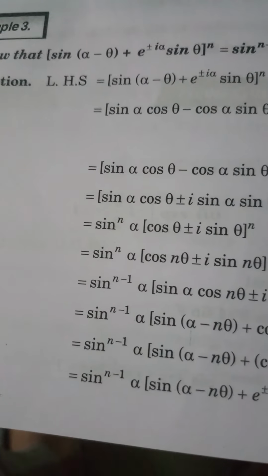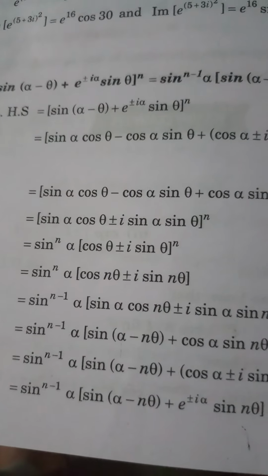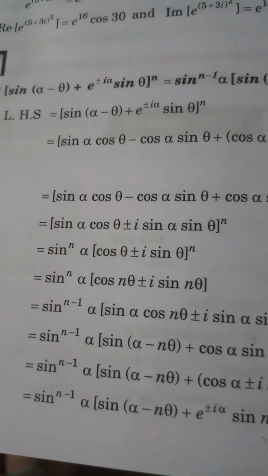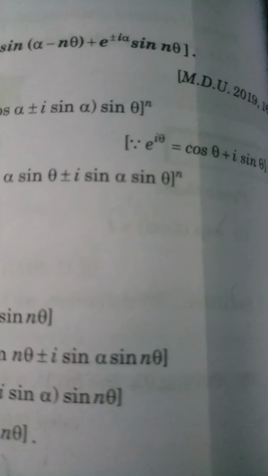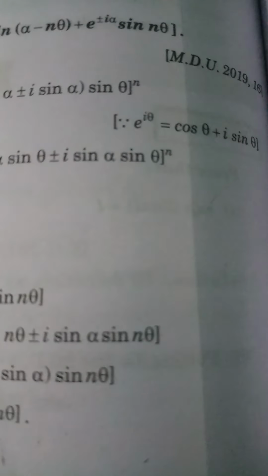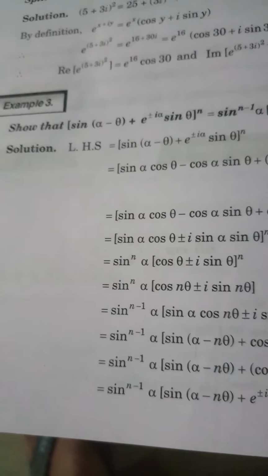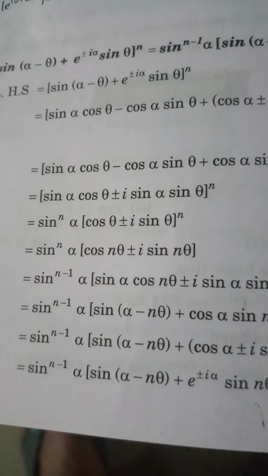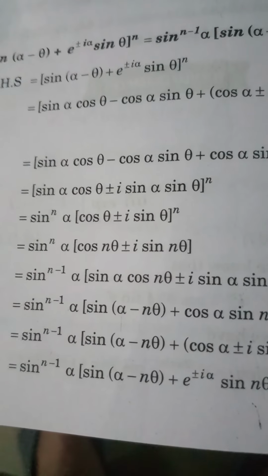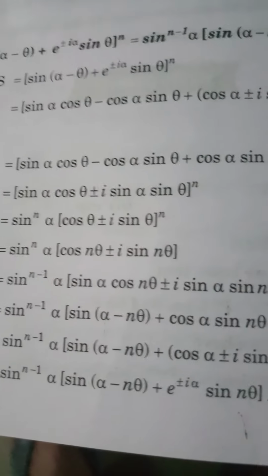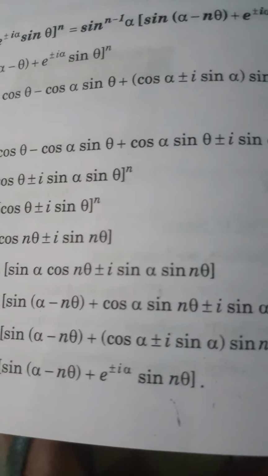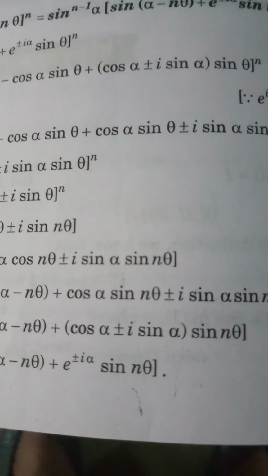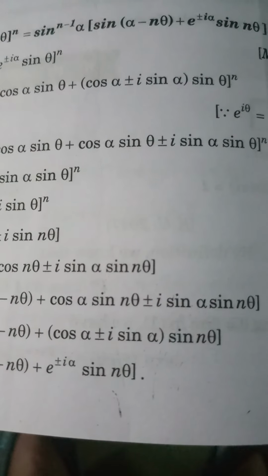Example 3: show that (sin(α − θ) + e^(±iα) sin θ)^n is equal to sin^(n−1) α into (sin(α − nθ) + e^(±iα) sin nθ). MDU 2019 and 16. Solution of this: left hand side is equal to (sin(α − θ) + e^(±iα) sin θ) all the power n, which is equal to (sin α cos θ − cos α sin θ + (cos α ± i sin α) sin θ) whole power n.